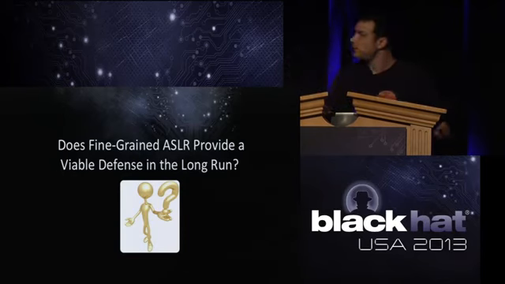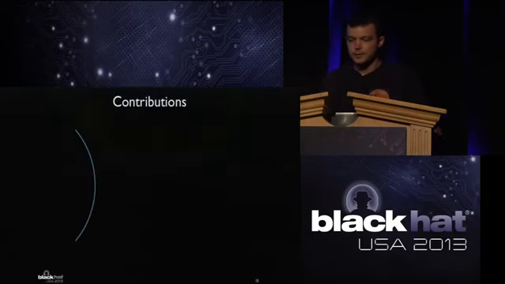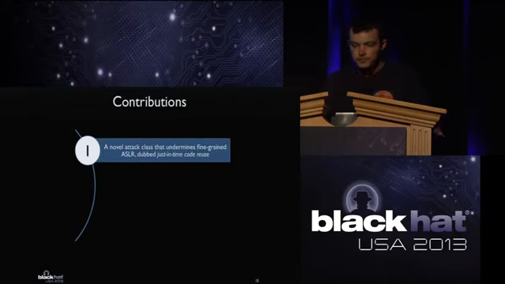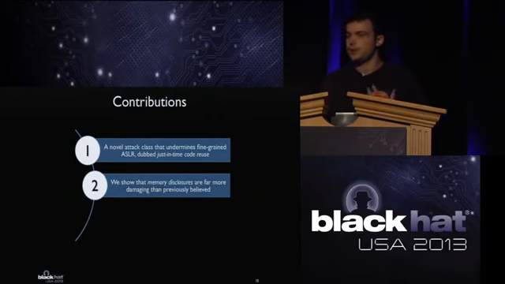All right, so the main question we were trying to answer in the work that we did was whether fine-grained ASLR actually provides any benefit over the standard ASLR scheme. And if it does, we want to know if it is going to provide a viable defense in the long run. So in our pursuit of answering that question, we made the following contributions in our work. First, we developed a novel attack class that does in fact undermine fine-grained ASLR, which we dubbed just-in-time code reuse. Second, we also show that memory disclosures are far more damaging than many have previously believed.